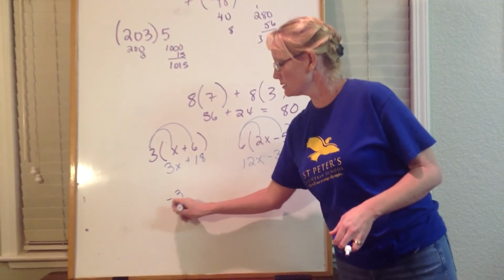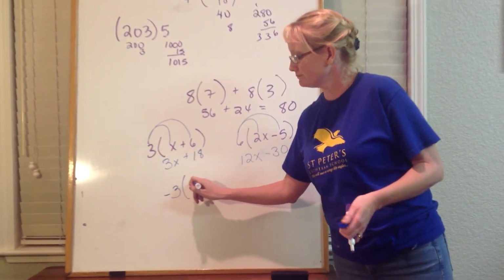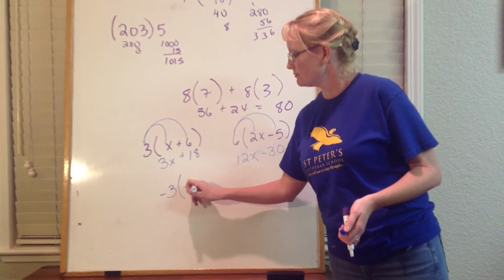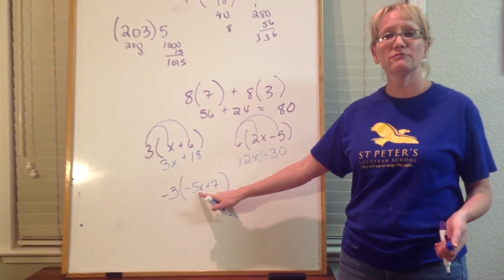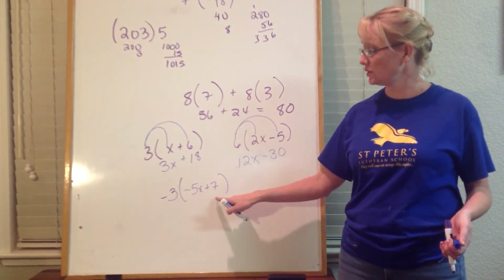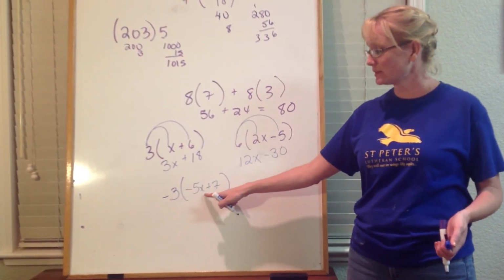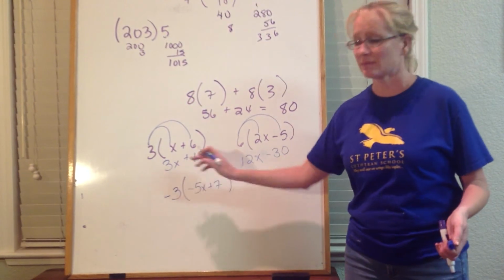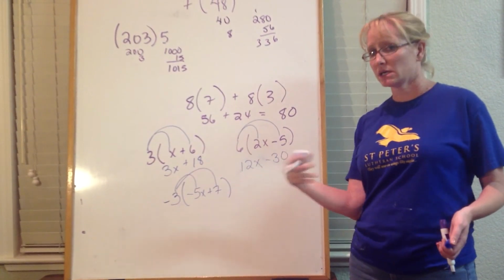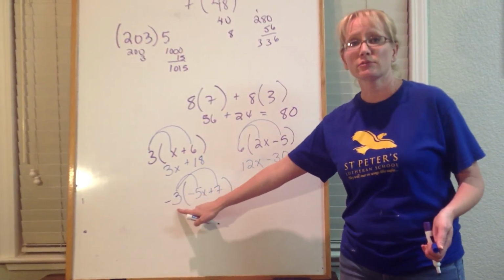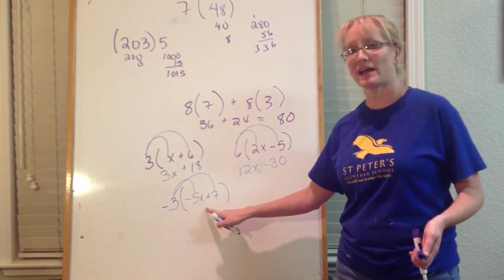Negative 3 times negative 5x plus 7. Can negative 5x's add to a 7? No, they can't. They're not the same thing, no matter what that variable is. But we can multiply. Remember that negative sign is just its arm. Don't cut it off. Negative 3 times a negative 5x.